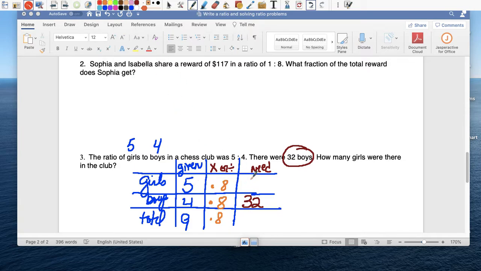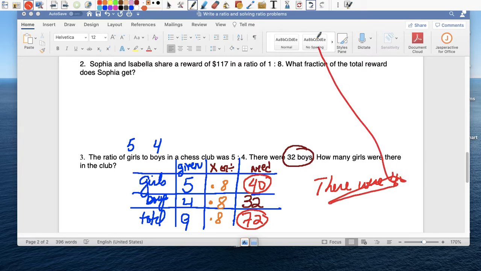5 times 8 is 40. 9 times 8 is 72. So when there are 32 boys, how many girls? We're going to have 40 girls. And what's the total? 72. So we can write there were 40 girls in the club.